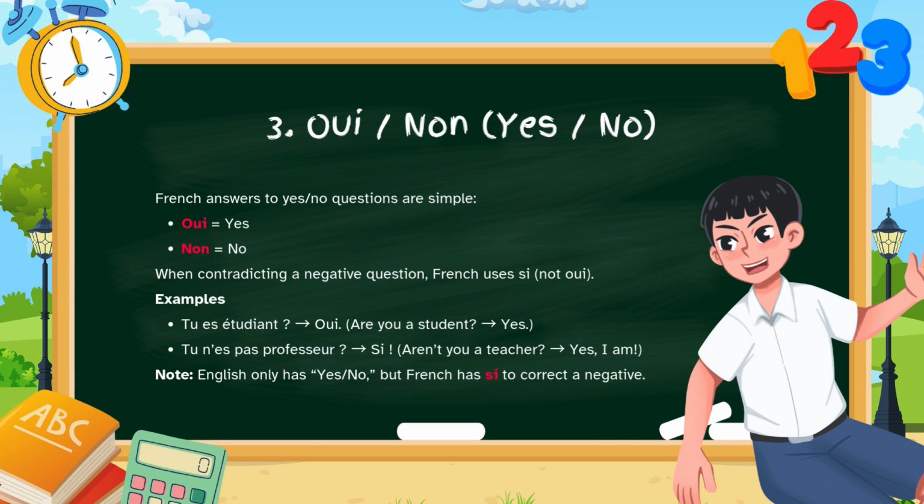Exemple 1. Tu es étudiant? Answer, oui. Yes. Say, oui. 2. Tu n'es pas professeur? Answer, si. Yes, I am. Say, si.